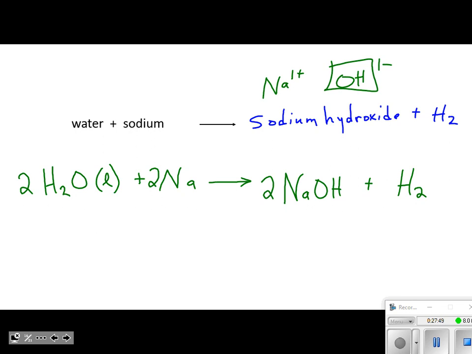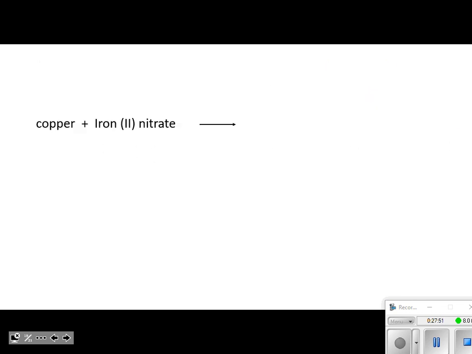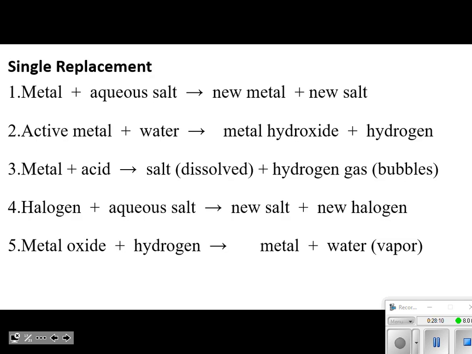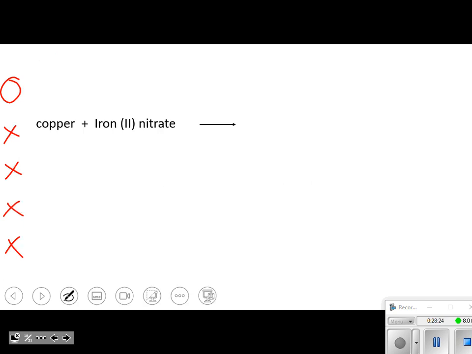Our next one. Copper plus iron 2 nitrate. Well, as I look back, I don't have hydrogen there, I don't have a halogen, I don't have an acid, I don't have water. So I'm looking, this has got to be a metal and an aqueous salt. So this is a single replacement number 1.